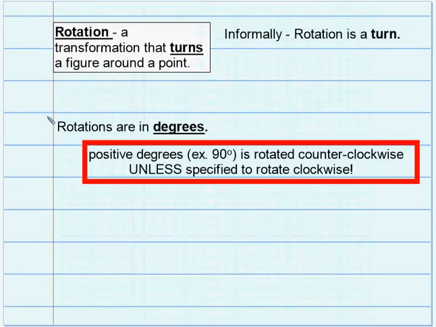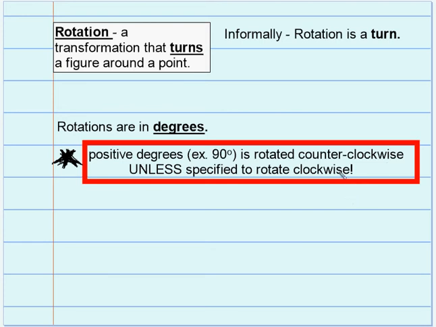A rotation is a transformation that turns a figure about a point. Now rotation, you should know rotations, and that means that it turns. Rotations are going to be given to you in degrees, so it will tell you 90 degrees, 180 degrees, 360 degrees, whatever amount of degrees it is. But this is very important because it will seem backwards to you, and you need to know what we're talking about. Positive degrees, so an example would be 90 degrees, are going to be rotated counterclockwise.